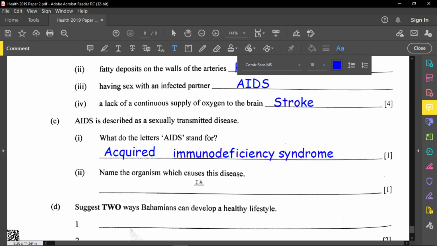It asks for the named organism which causes this disease, and this is caused by HIV. What HIV means is human immunodeficiency virus. So the name of the virus is human immunodeficiency virus.